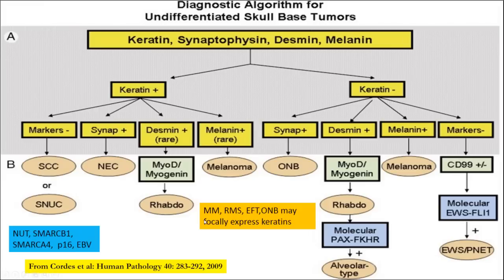And in addition, we now know that rhabdos, melanomas, Ewing family tumor, and olfactory neuroblastomas may express keratins, at least focally. So even if you have some keratin positivity, you still have to consider those lesions. And then don't forget to do your CD99 and your gene rearrangements for the EWSR1 gene to exclude Ewing family tumor.